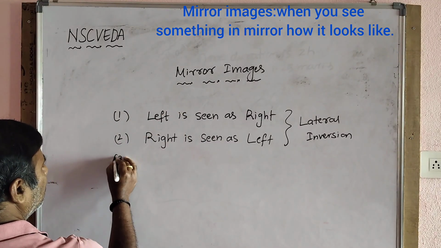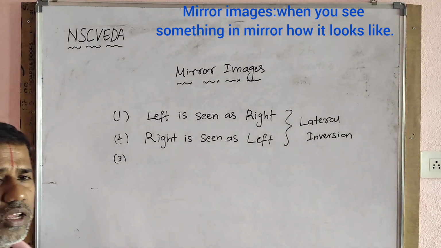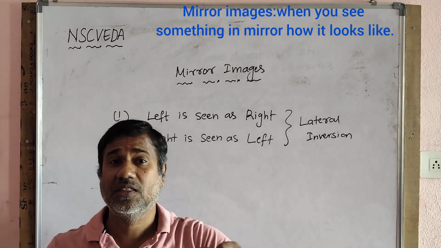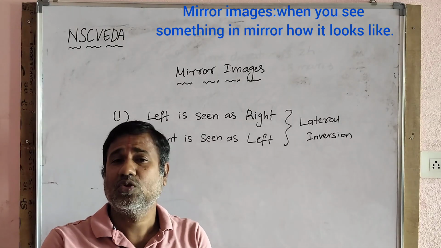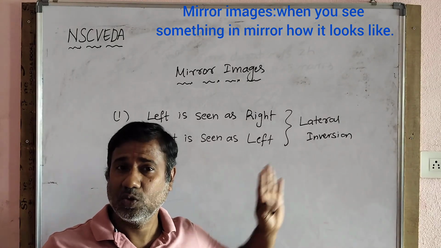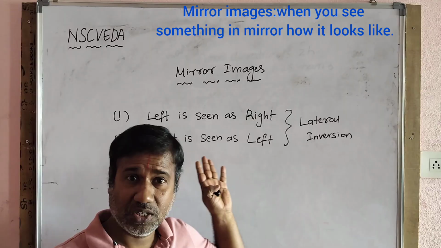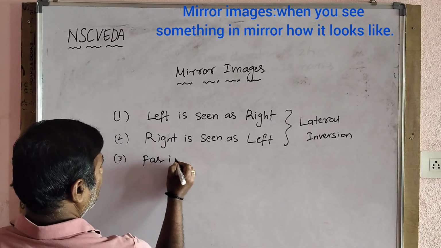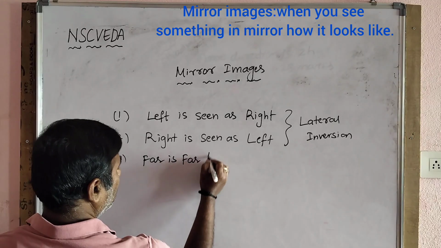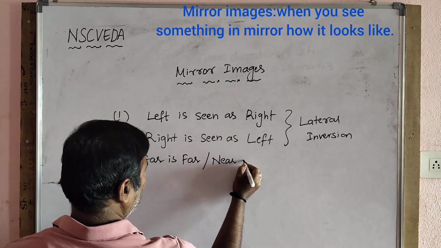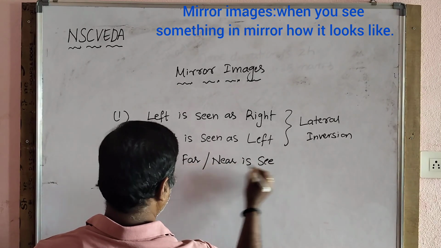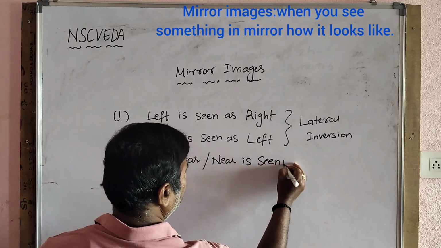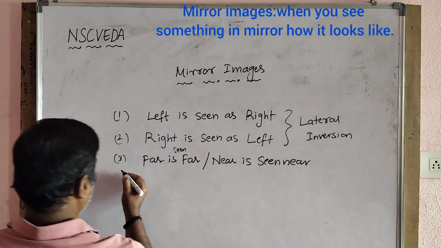Next, when you see in the mirror, whichever is far will be seen far, and whichever is near will be seen near. When you look in the mirror, what is behind you and far away appears behind and far away. So far is seen as far, near is seen as near. That is the third thing.